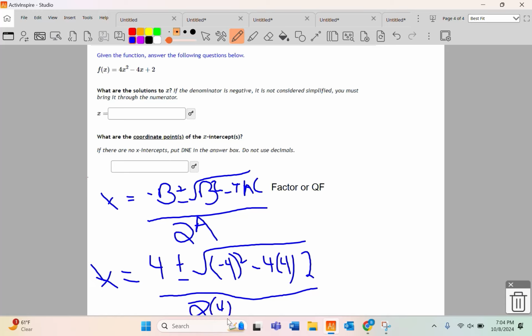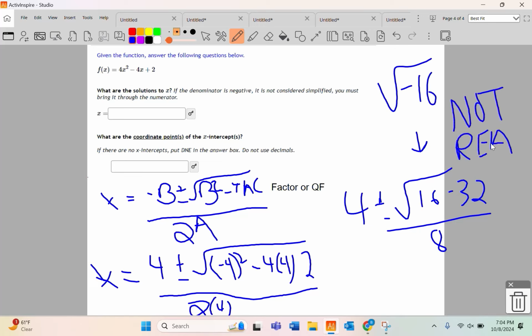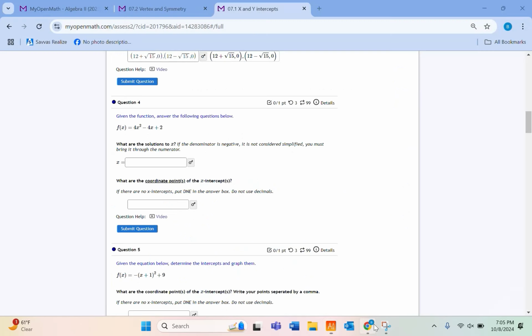Now, what's in that radical? In that radical is 16 minus 32. This is 4 plus or minus the square root of 16 minus 32, both pieces over 8. Now, this is going to be the root of negative 16, which is not real. All right. So this example is a DNE, does not exist.